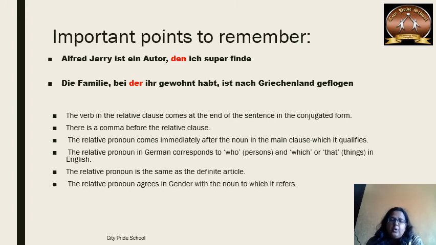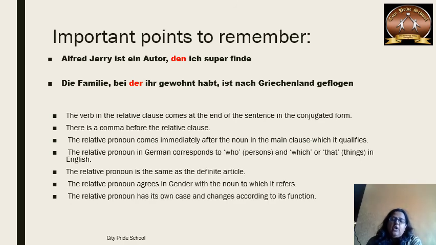Then the relative pronoun agrees in gender with the noun it refers to. Gender is the article here. So it won't leave the article of the noun for which you are using the relative pronoun. You can see here we are using the relative pronoun for author. So here it is reflecting the article of the author. Here we are using the relative pronoun for the family. So here it is reflecting the article of the family. So it is important that it should reflect the similar article, gender.